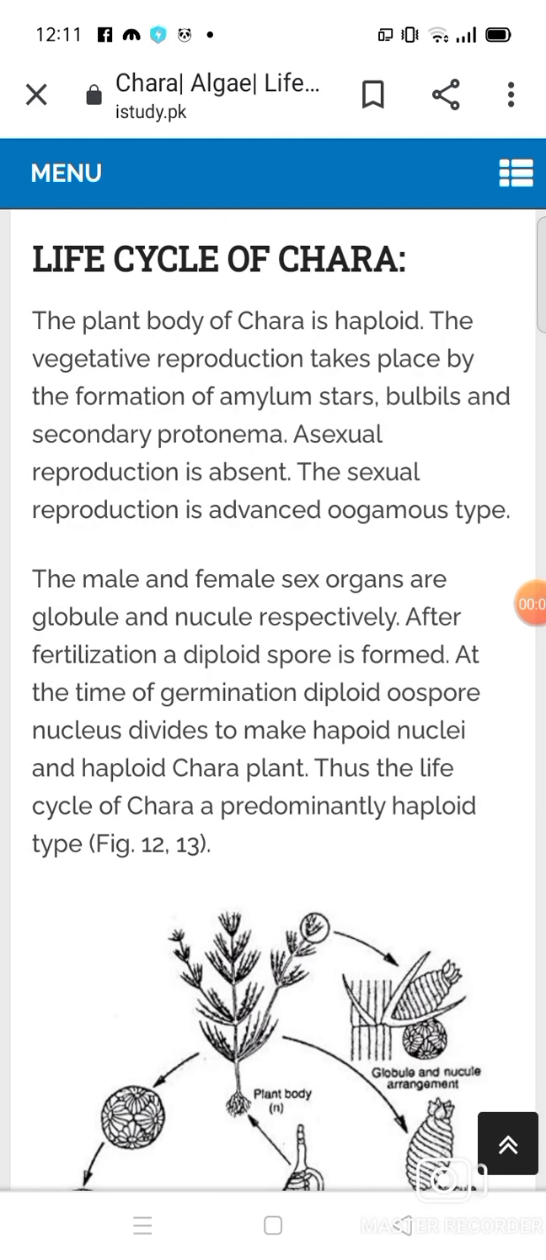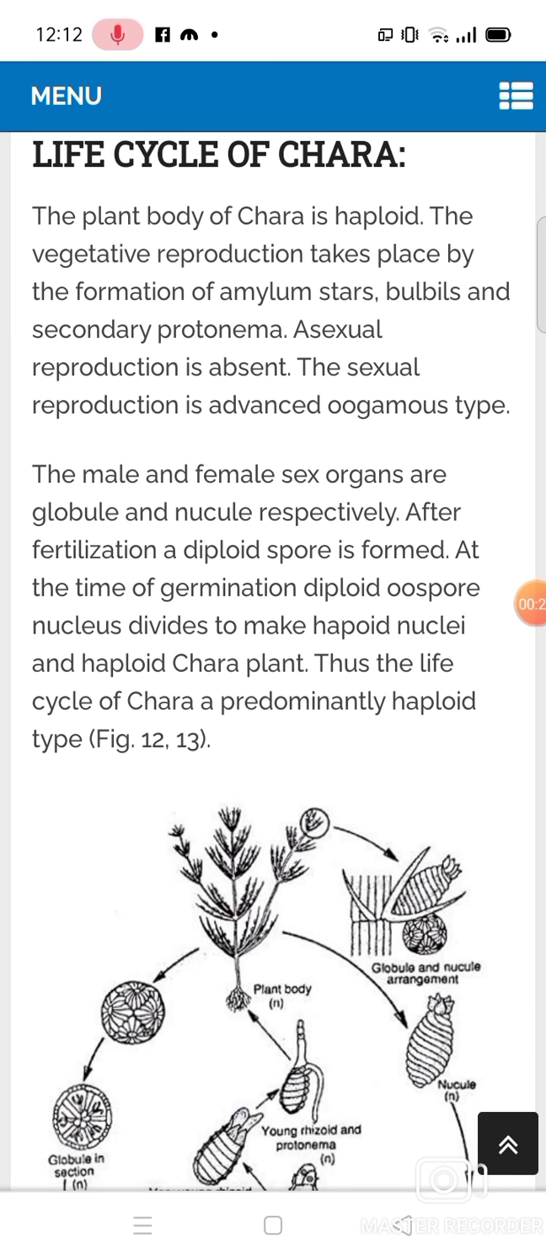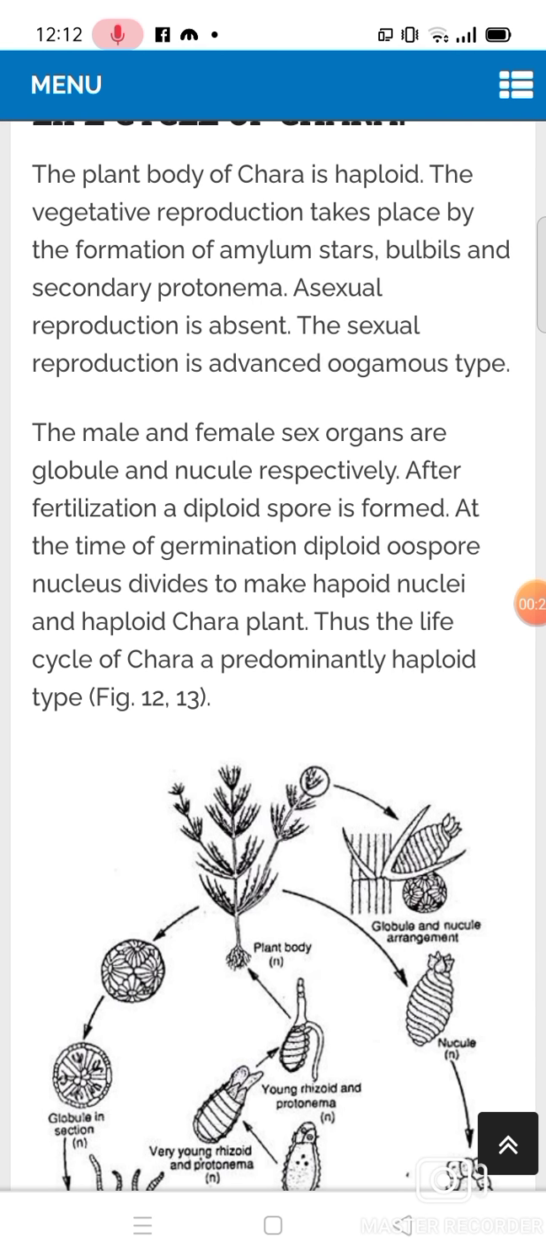So coming towards the life cycle of Chara, here is an overview of the general life cycle. The plant body of Chara is haploid. Vegetative reproduction takes place by amylum stars, bulbils and secondary protonema. Asexual reproduction is absent in Chara. The sexual reproduction is of the advanced oogamous type. So this is the overview of the reproduction type of Chara in general.